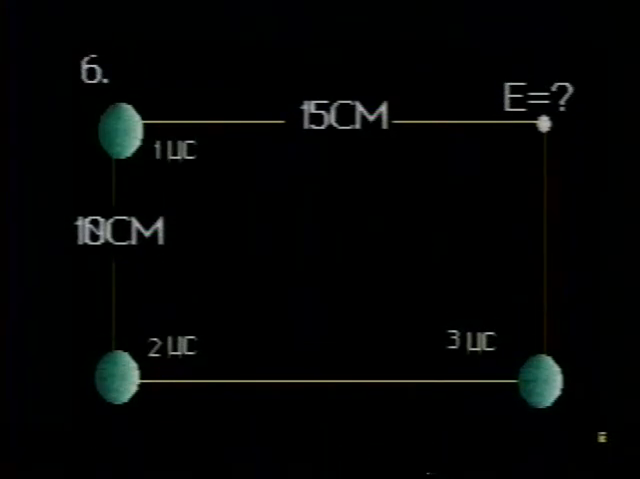The charges are placed as shown here: the 1 microcoulomb in the upper left corner, the 2 microcoulomb charge down here, and the 3 microcoulomb charge over in this corner. The problem is to find the electric field up in this fourth corner, both its magnitude and its direction. Stop your VCR at this point and attempt to solve this problem.